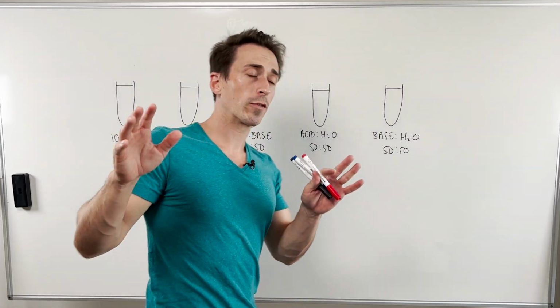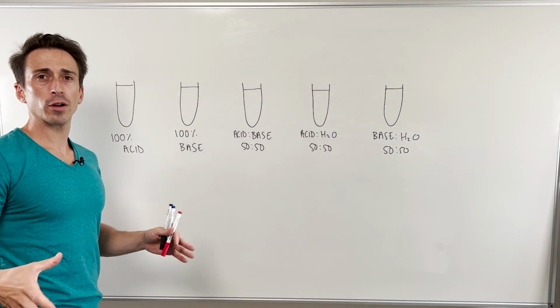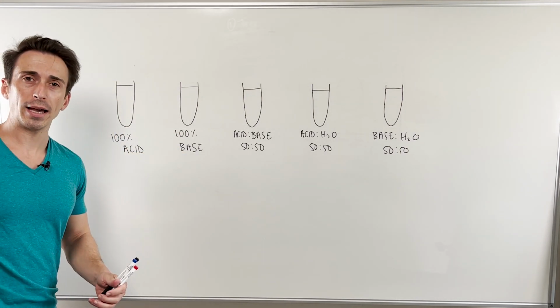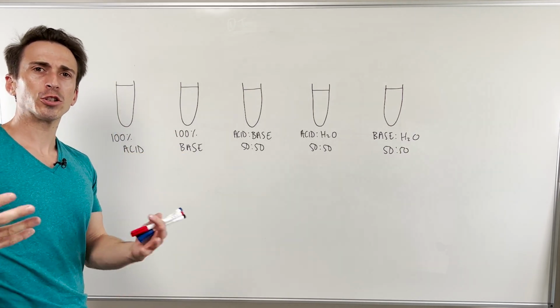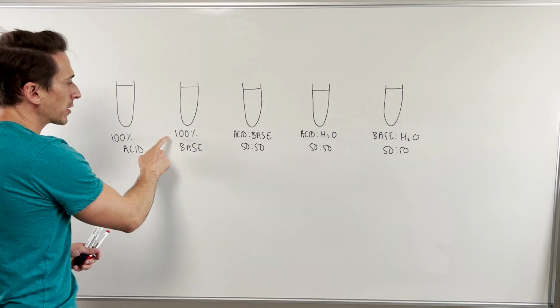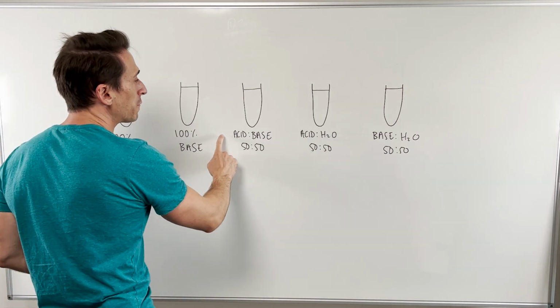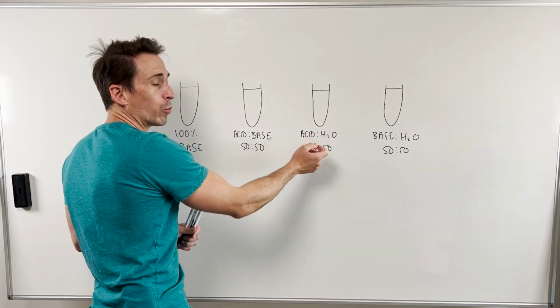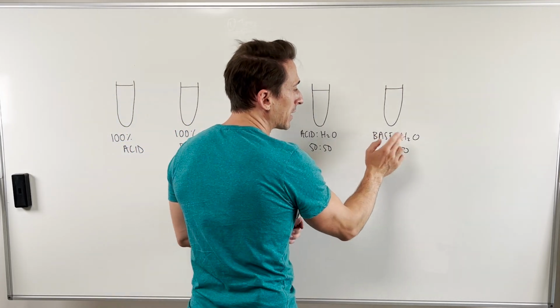So in this experiment, we've got a couple of test tubes with different types of acids, bases, waters, and so forth. And it's your job to test the pH and then explain why the pH is the way that it is. So we've got one test tube that's 100% acid, one that's 100% base, one that's 50-50 acid-base, one that's 50-50 acid with water, and one that's 50-50 base with water.